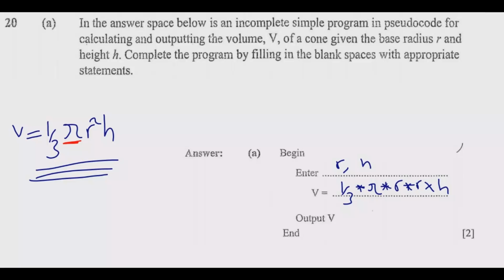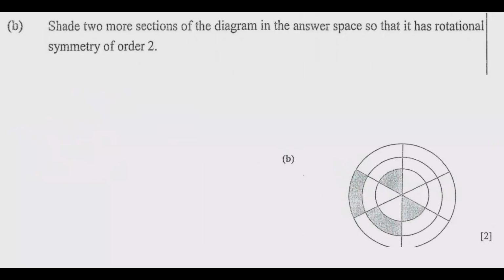Let us move to question B. Shade 2 more sections of the diagram in the answer space so that it has a rotational symmetry of order 2. So we are looking for rotational symmetry of order 2. When you're talking about rotational symmetry of order 2, we are saying when the shape is rotated 180 degrees, which is half a turn, it looks the same. It looks like the way it was before. That's what the symmetry of order 2 means.